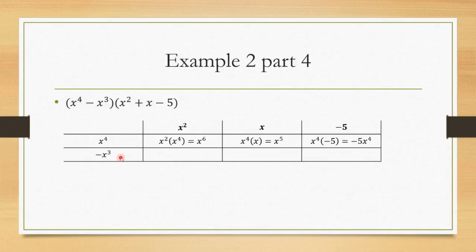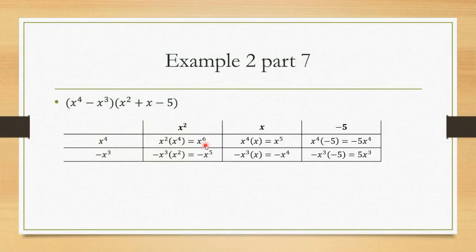Here, we're going to have minus x cubed times x squared. We're going to have there minus x to the 5th. We're adding exponents. For this one, minus x cubed times x is minus x to the 4. We're adding exponents. Finally, here, we're going to have minus x cubed times minus 5. So the minuses become plus, and we get 5 times x cubed.